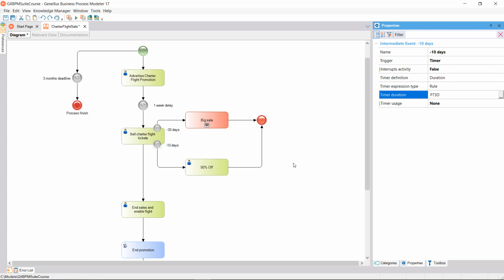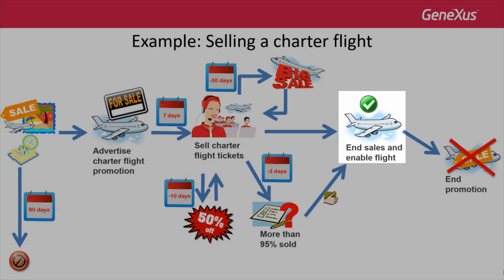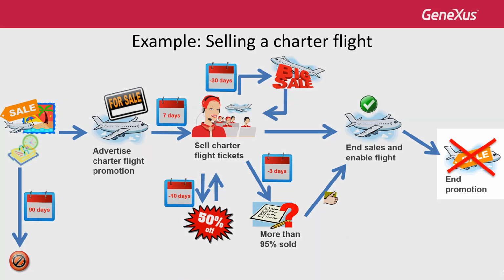Now we'll take the last action before reaching the deadline to sell the charter flight tickets. 3 days before ending the process, if 95% or more of the tickets have been sold, the sales process will be closed, and the charter flight will be automatically enabled. We want this control to be a deadline that interrupts the sales task. If the desired percentage is not reached, we leave this decision to the manager.